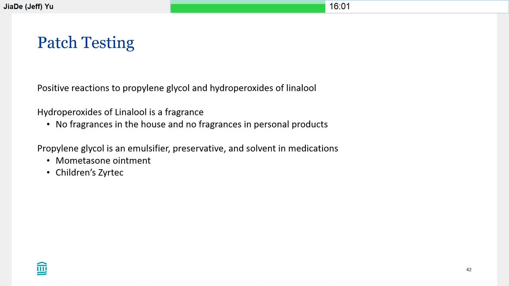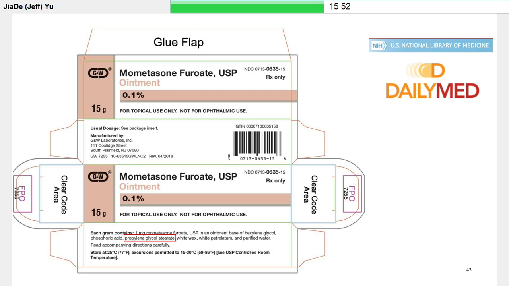We're thinking about things that you are taking supposedly to help your underlying medical condition. And we found that it was present in both his mometasone ointment as well as the children's cetirizine that he was taking. One of the websites that I find really helpful, at least in the US, is called Daily Med. You can go on there and look at any prescription or over-the-counter medication, and you can get information on their ingredients.